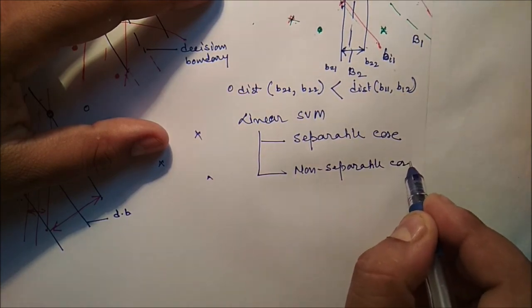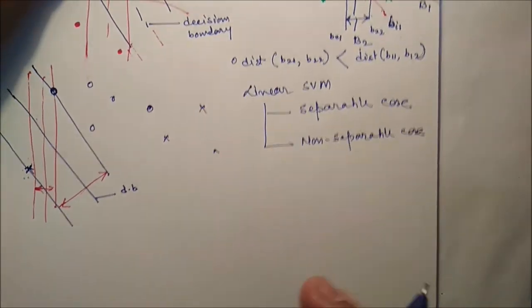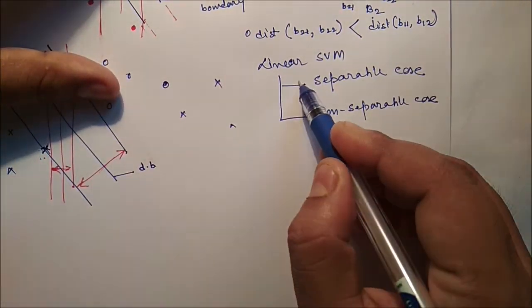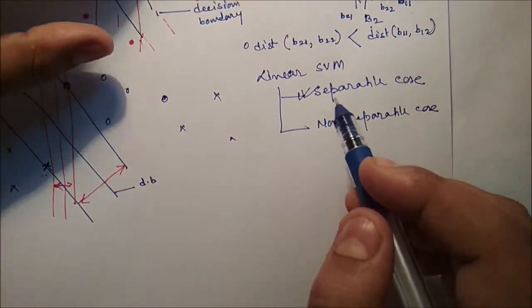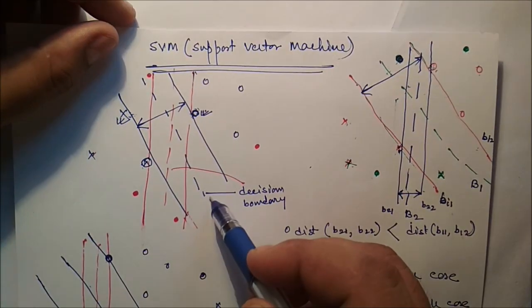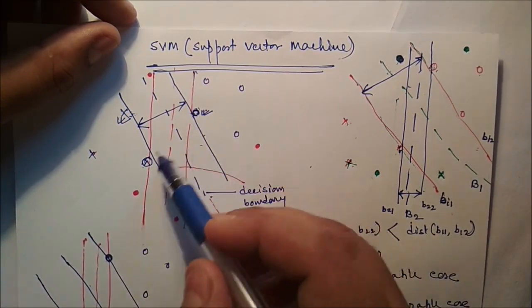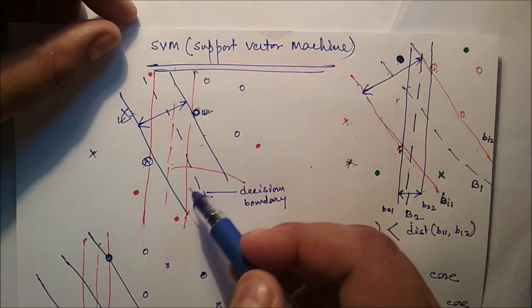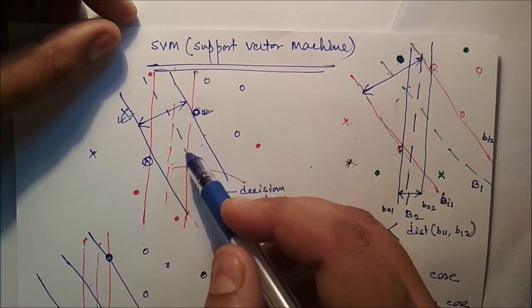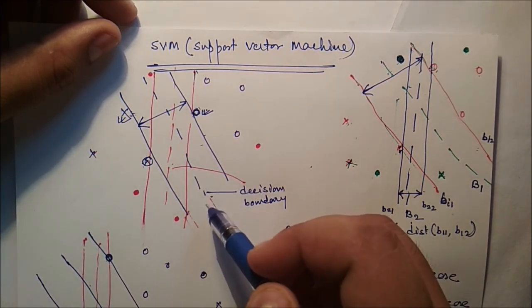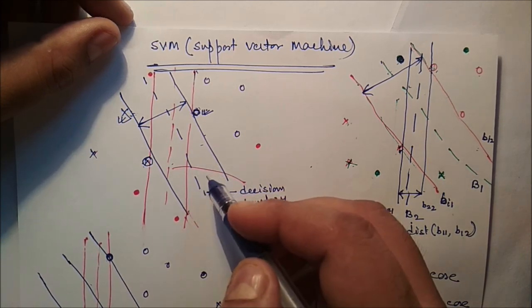In the next video we'll discuss the separable case: how to identify the margin, how to identify the decision boundary, how to identify the support vectors, how to identify the parallel lines to the decision boundary, how to maximize the width, and how we can classify.